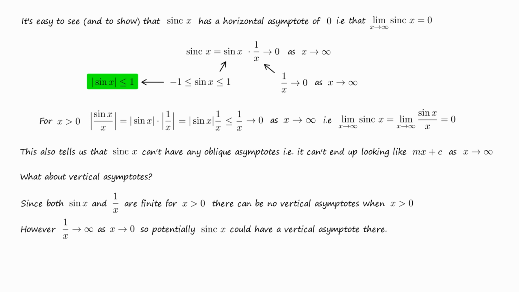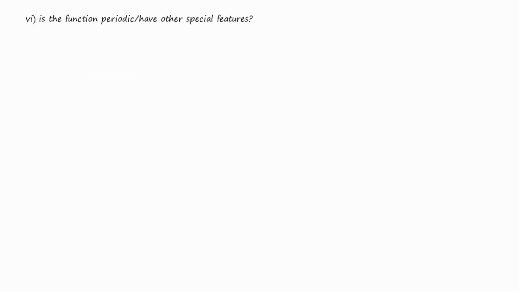On the other hand, 1 over x tends to infinity as x tends to 0, so potentially sinc x could have a vertical asymptote there. But in fact, in part A, we have already seen that sin x over x tends to 1 as x tends to 0, so sinc x has no vertical asymptotes. We now ask, is the function periodic, or does it have any other special features?